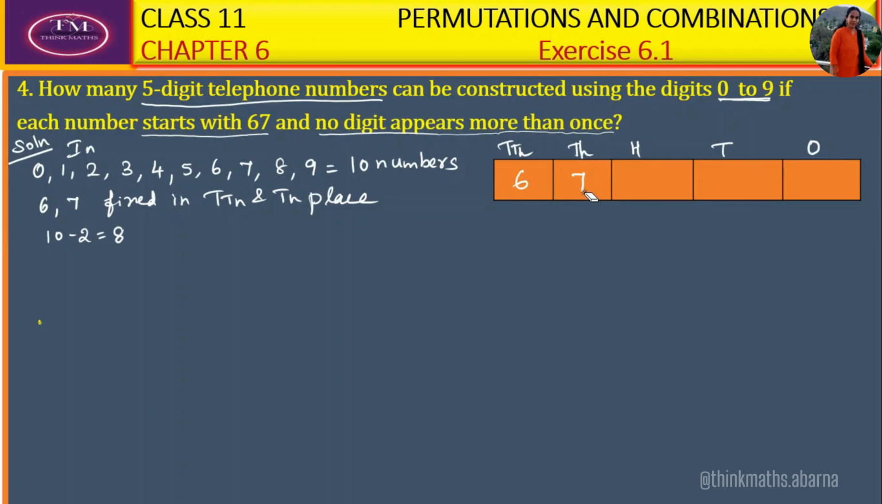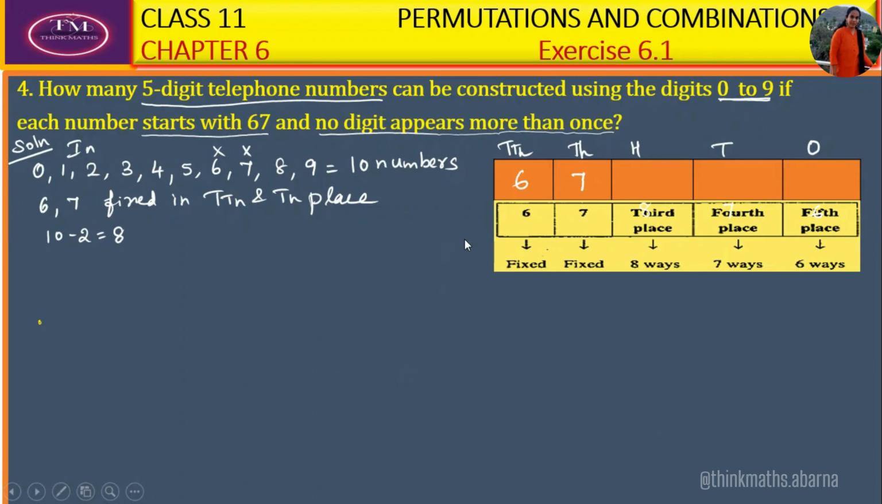So here 6 and 7 are fixed. In the 100th place, you can use any of the 8 numbers except 6 and 7. In the 10th place, you have to use any of the numbers except 6 and 7, and the number that is used in the 100th place should not be used. So again 1 will be reduced. So here 8 options, here 7 options. Again in the one's place, we should not use these 2 numbers, the number filled in the 100th place, and the number filled in the 10th place. So 4 options get reduced, so it will be 6.